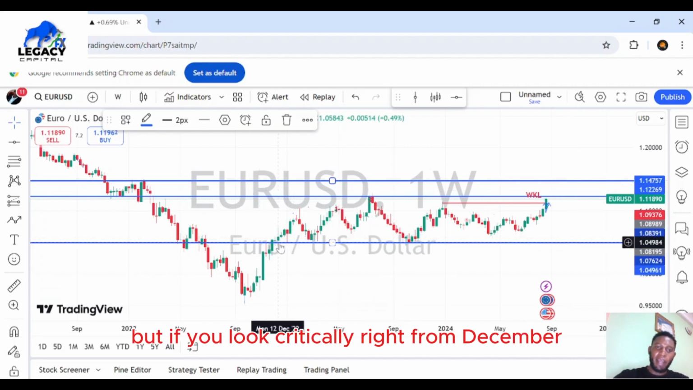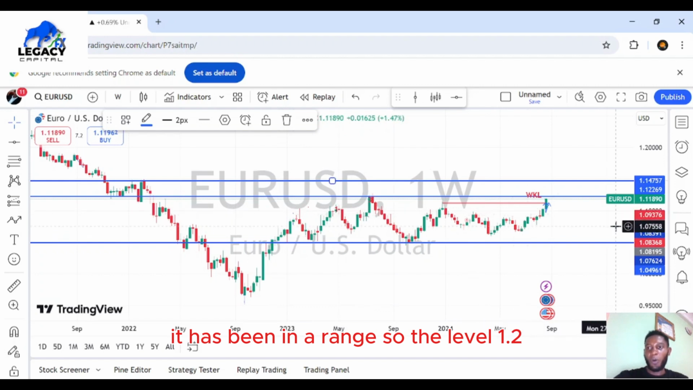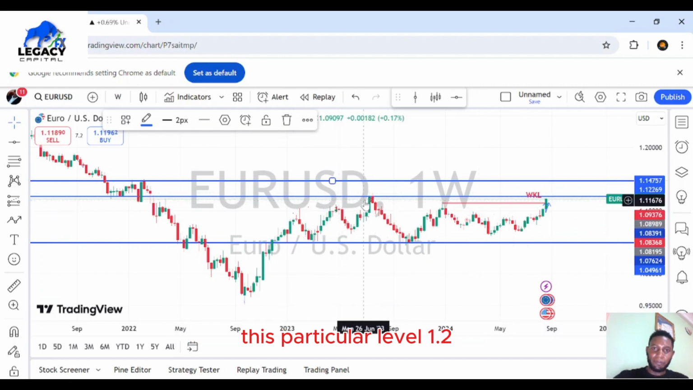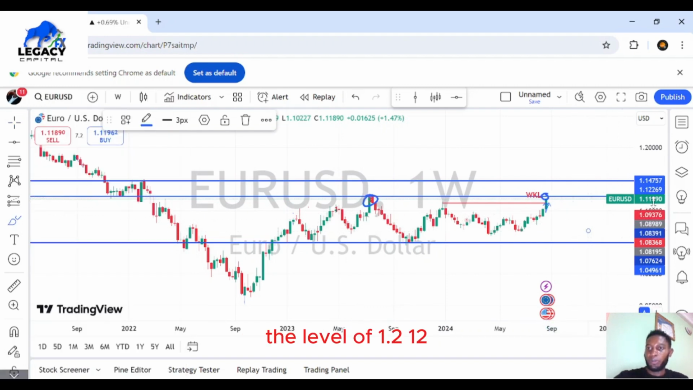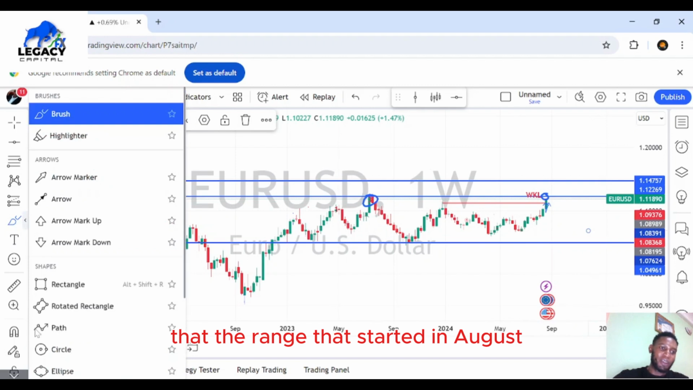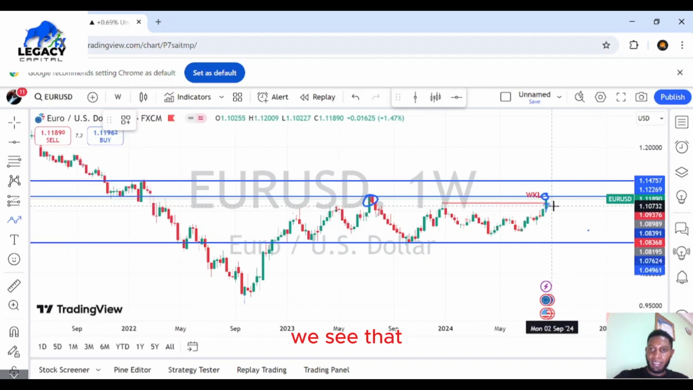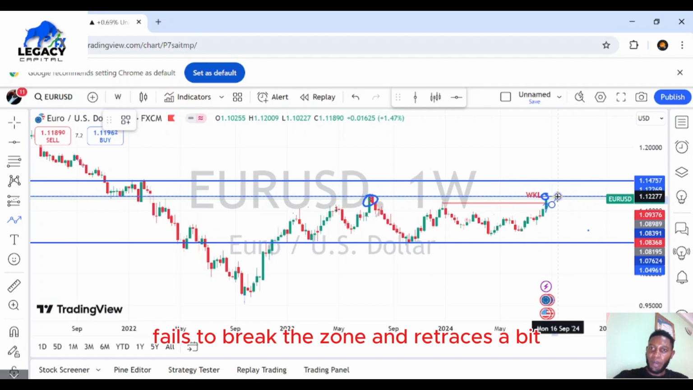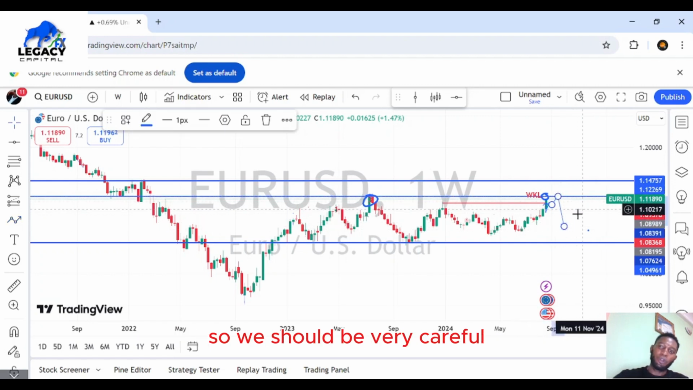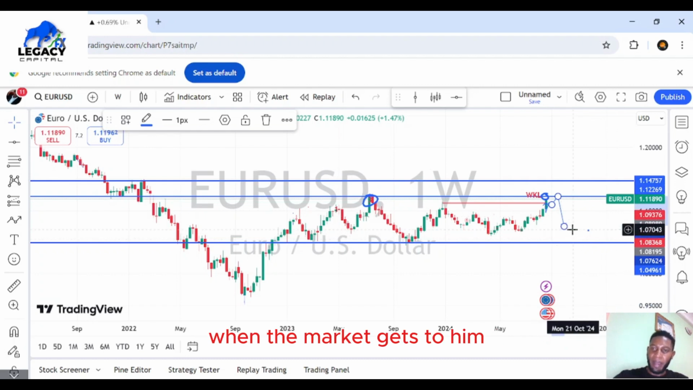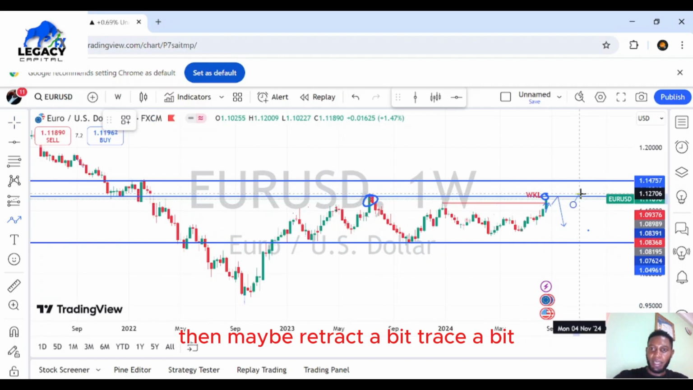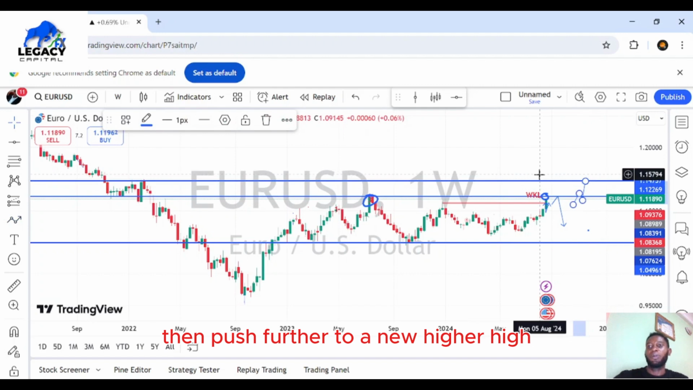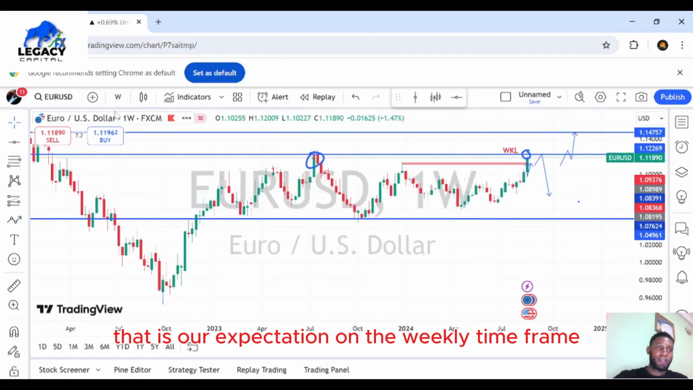But if you look critically, right from December, it has been in a range. So the level of 1.12269 is extremely important. There is a possibility that the range that started in August can continue from there, whereby the market successfully pushes up to the zone, fails to break the zone and retraces a bit. So we should be very careful as far as that zone is concerned when the market gets to it. But our greatest hope is to see that it breaks the zone, then maybe retraces a bit, then pushes further to a new higher high. That is our expectation on the weekly time frame.